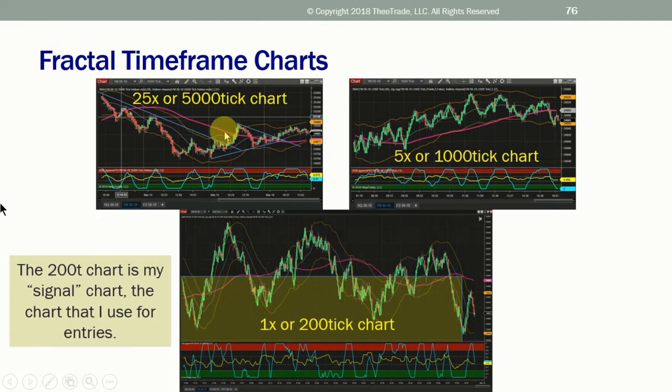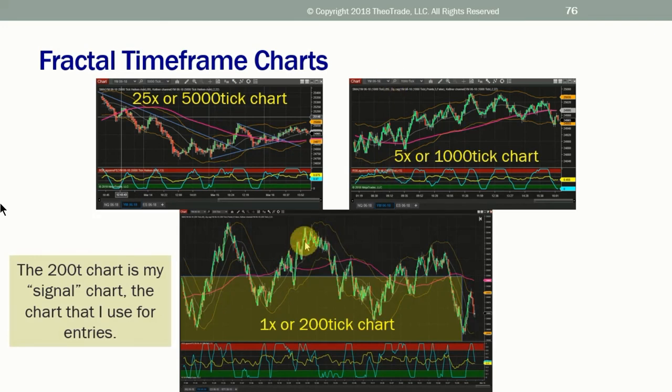Now why tick charts versus time frame charts? It doesn't matter. You can use time charts as well. I just like the look and how tick charts pop the trends, how they show the higher highs and higher lows and the price pivots on here. Okay, so again, signal chart. Here's the first anchor chart. Here's the second anchor chart. And I'll explain how I use these in just a second.